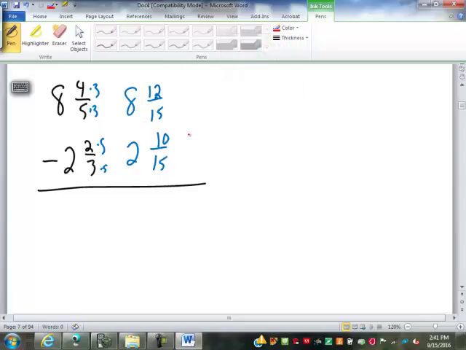Now we are subtracting, so it's 12 15ths minus 10 15ths. 12 minus 10 is 2. Keep the same name, just like addition. 8 minus 2 is 6. And of course, it gets worse.